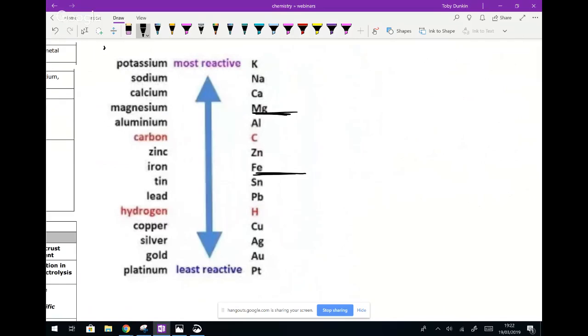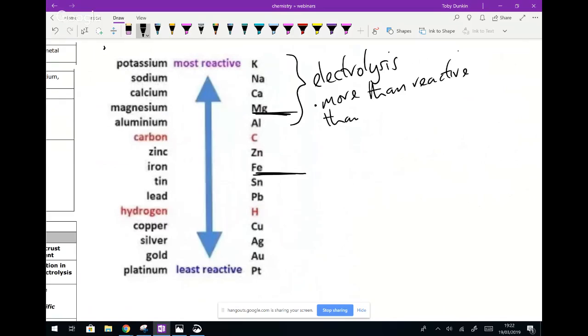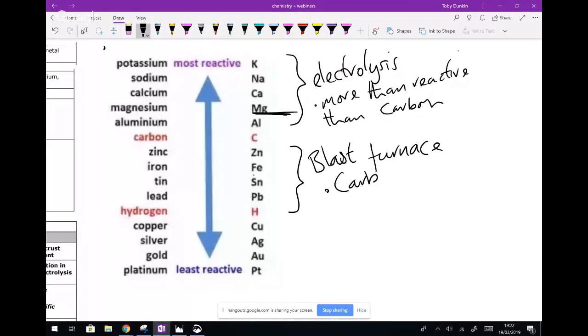The reason being is carbon is super important because, of course, everybody above carbon, all of these, are extracted via electrolysis. And the reason being is because they are more reactive than carbon. More reactive, and notice the comparison, than carbon. I'll come back to that in a minute. Anybody below carbon is extracted via carbon reduction, which is the blast furnace. Blast furnace, otherwise known as carbon reduction.